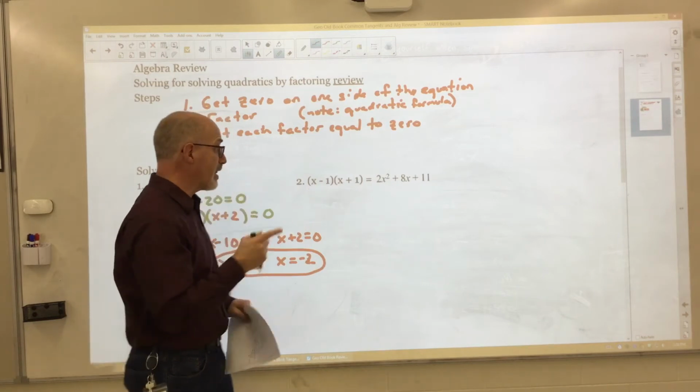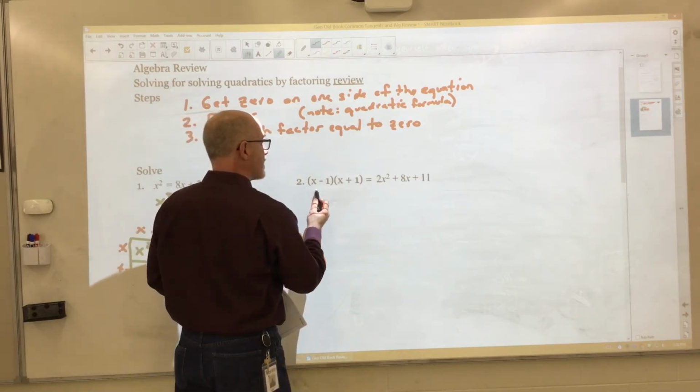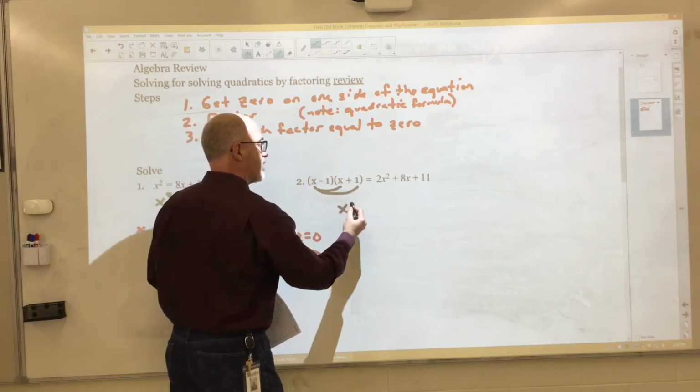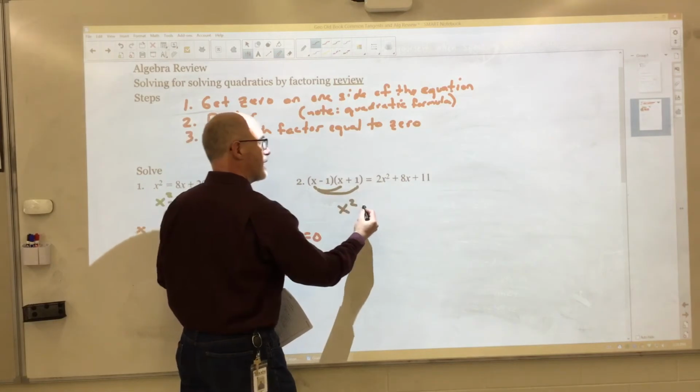Now that you've tried that, let's go ahead and do it together. Remember, this is the double distributive where you go x times x and get x squared, and x times 1 and get 1x.